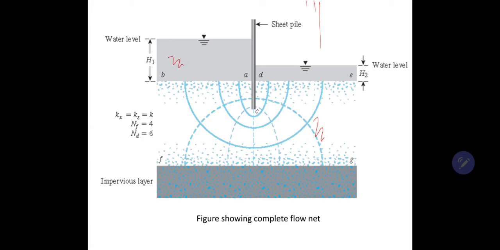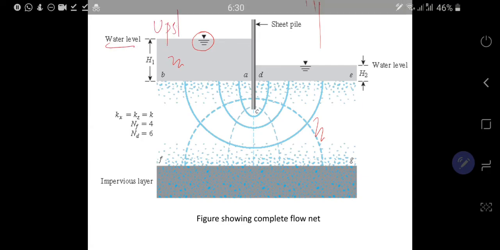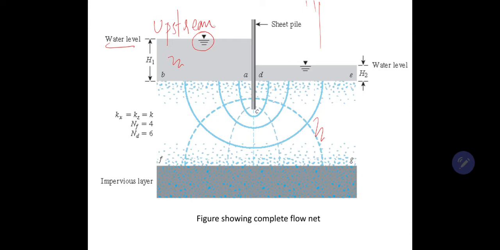Over here you can see that there is water. This particular thing is the water. This is the water level. This is the upstream of the water, and this is the downstream of the water.